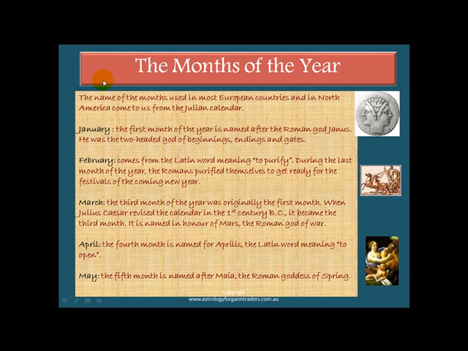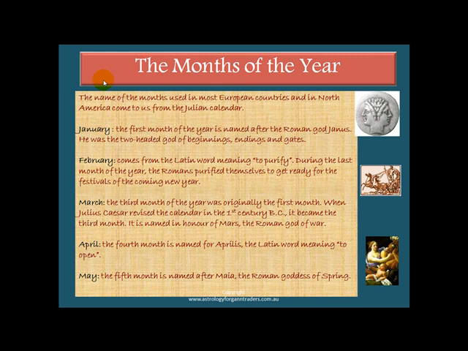Even the months of the year are named after, or have connotations related to, gods and planets. So the names of the months used in most European countries and in North America come to us from the Julian calendar. And Julius Caesar changed the calendar. So January, the first month of the year, is named after the Roman god Janus, who was the two-headed god of beginnings, endings, and gates. February comes from the Latin word meaning to purify. During the last month of the year, the Romans purified themselves to get ready for the festivals of the coming new year. March, the third month of the year, was originally the first month. When Julius Caesar revised the calendar in the 1st century BC, it became the third month. It is named in honor of Mars, the Roman god of war.